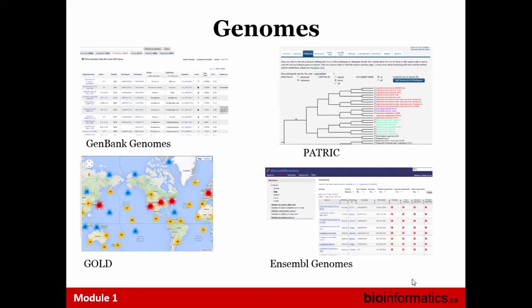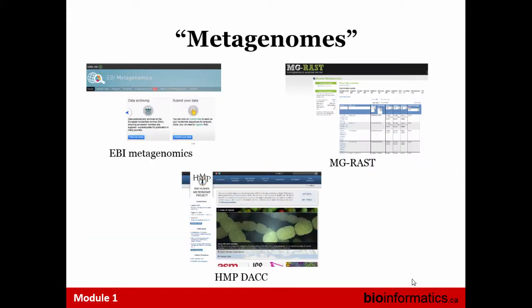PATRIC is the pathogen resource. They have a nice set of features as well, including trees of different organisms. And then Ensembl has both eukaryotic and prokaryotic genomes as well. There's no shortage of resources. There are others as well. We're not doing a comprehensive survey. I'm just kind of introducing you to a couple.